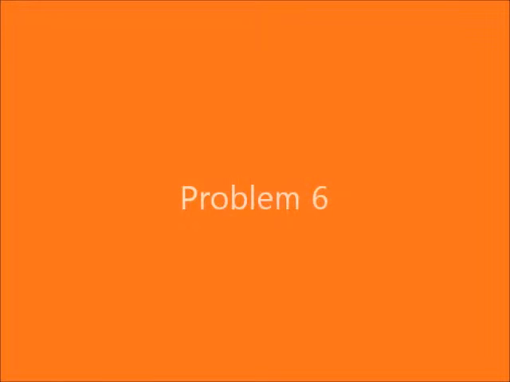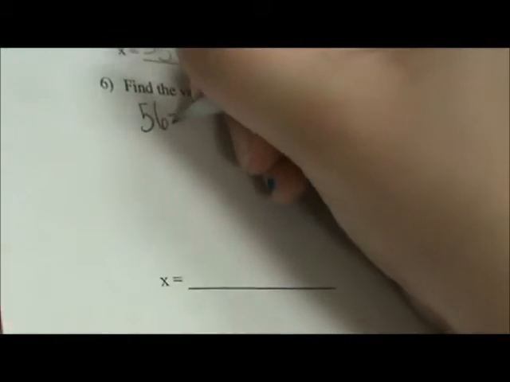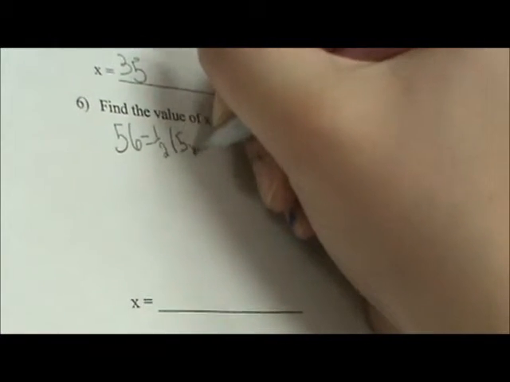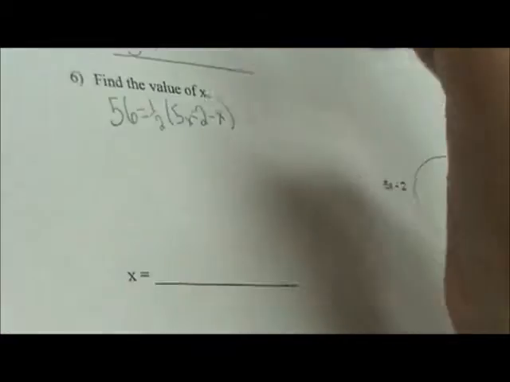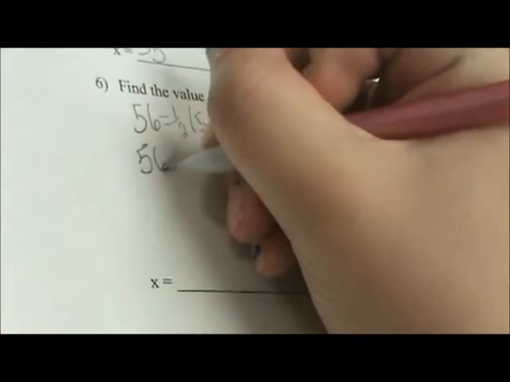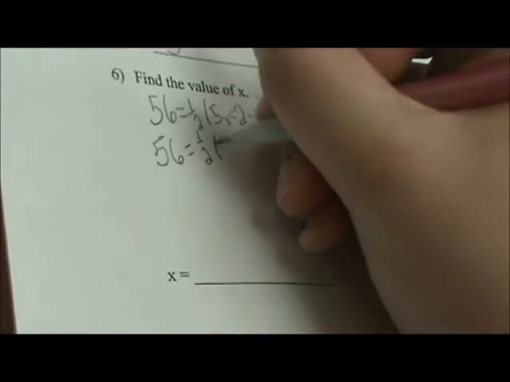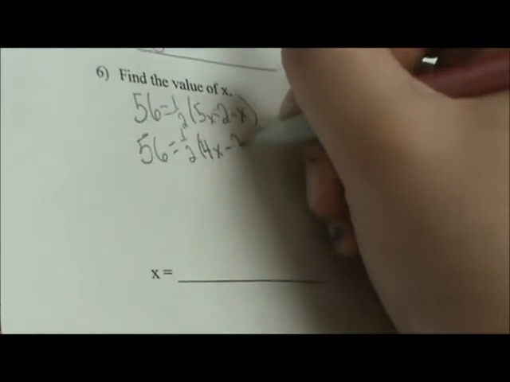Okay, so we're moving on to problem 6, the last problem. Well, in this problem, we can say 56 is equal to 1/2 times 5x minus 2 minus x. Well, we need to make sure that we figure out the parentheses there. So we get 56 is equal to 1/2 times 4x minus 2.